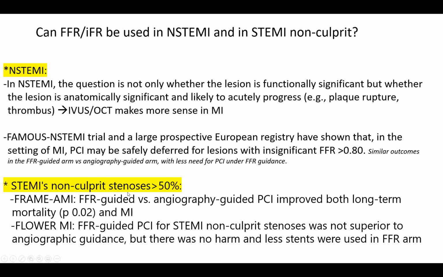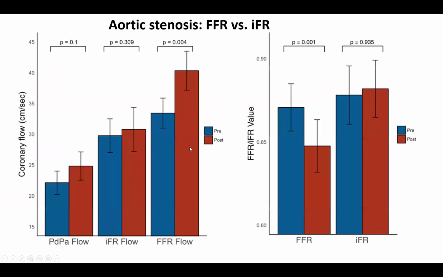Those data were with FFR. IFR could theoretically be used, and maybe theoretically better, as it is not dependent on flow increase in patients with acutely dysfunctional microvasculature and maybe some impairment in hyperemic response. But IFR remains to be proven.